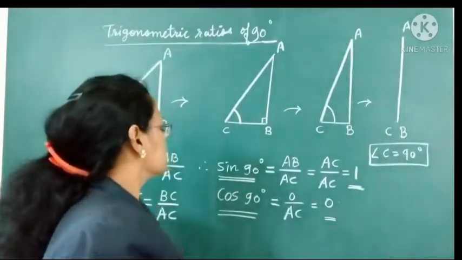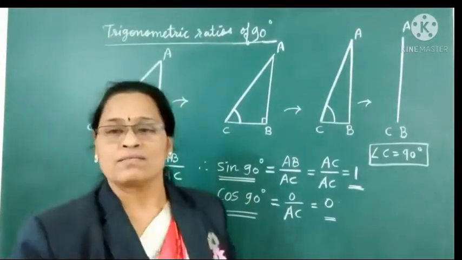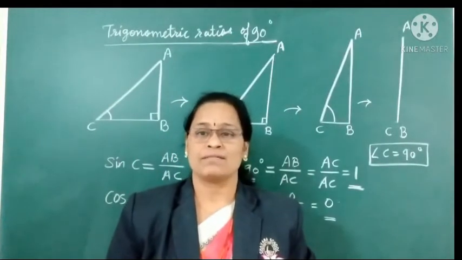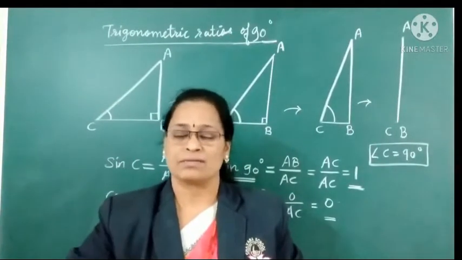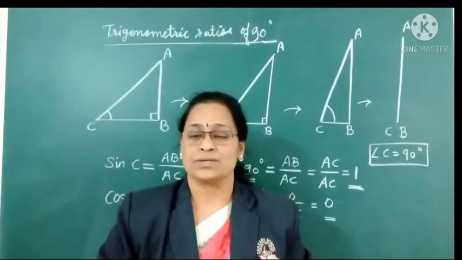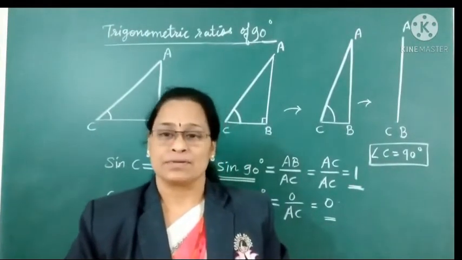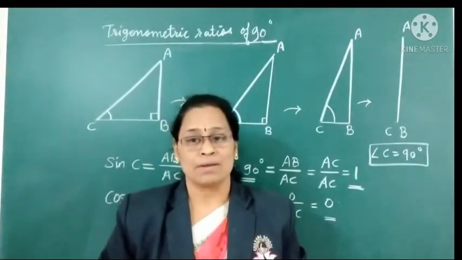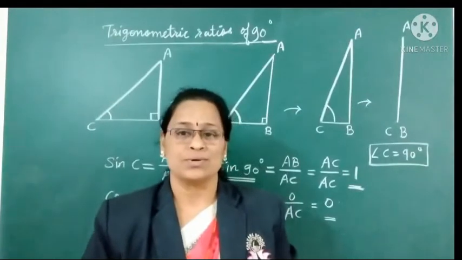From this sin and cos ratio we can find out tan ratio. So like this way we have found out here values for trigonometric ratios of 0 degree, 30 degree, 45 degree, 60 degree and 90 degree. So if you make a table of this, then all the values you have to learn.